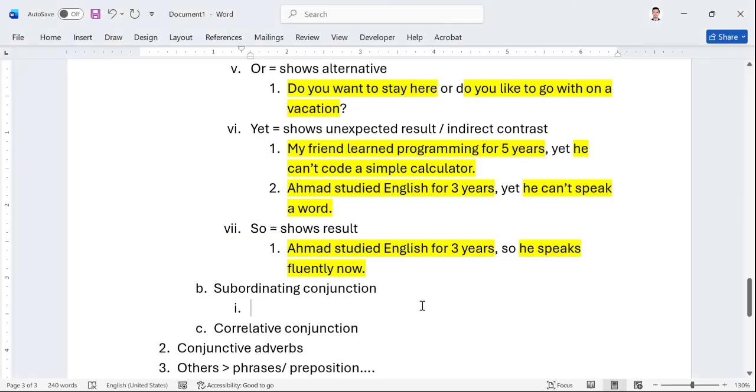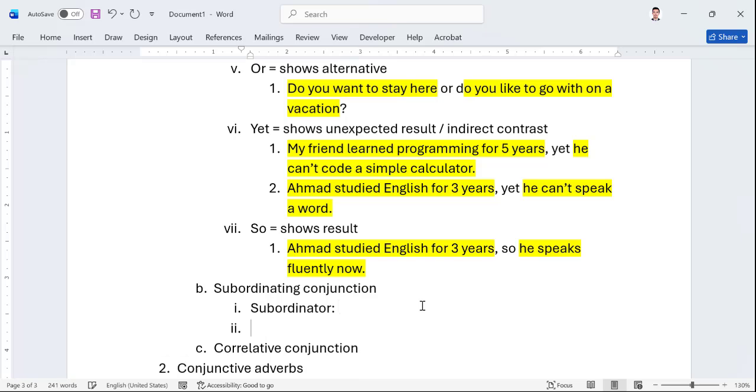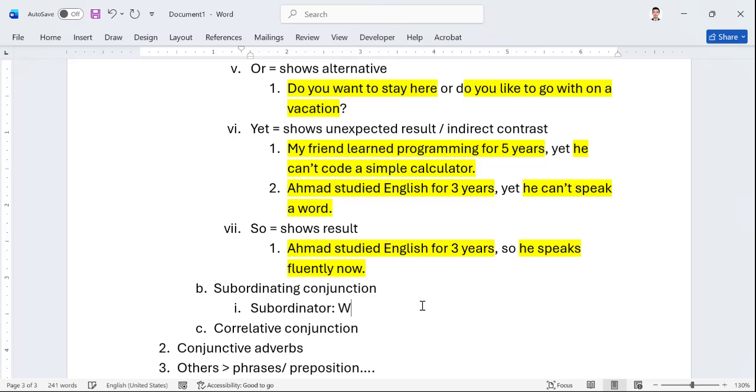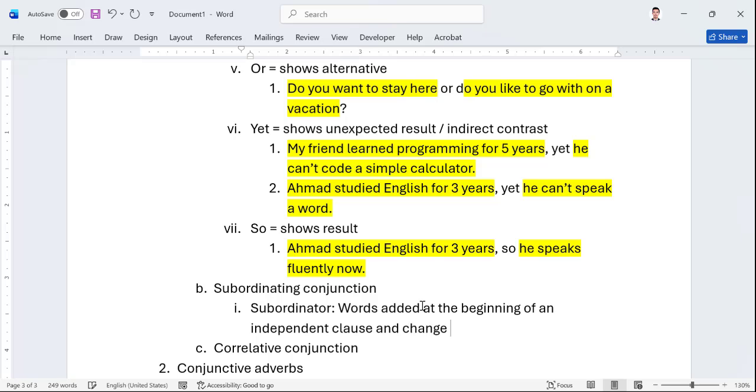Now let's get into subordinating conjunctions. First of all, why do we call them subordinators? That's the question. Subordinators are simply words added at the beginning of an independent clause and change it to dependent. That's what we have as the subordinator itself.